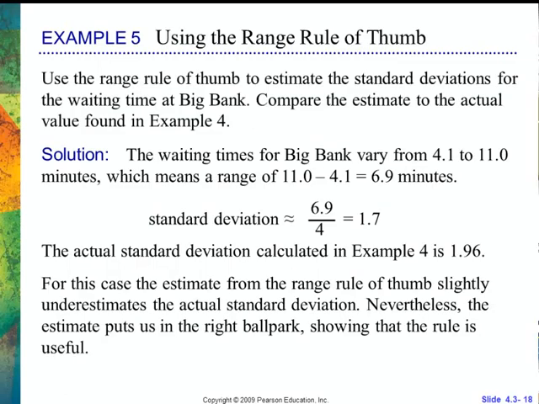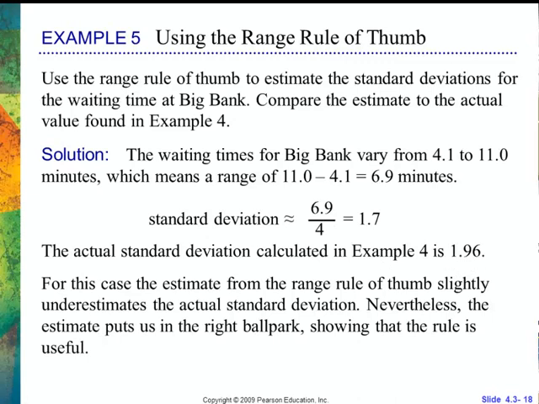And here they're going to give you the range rule of thumb to get an approximation. So we had 11.0, which is our maximum, minus our minimum, which is 4.1. So we get 6.9, and we divide that by 4. We get about 1.7. Well, we calculated the standard deviation to be 1.9, so we're close.